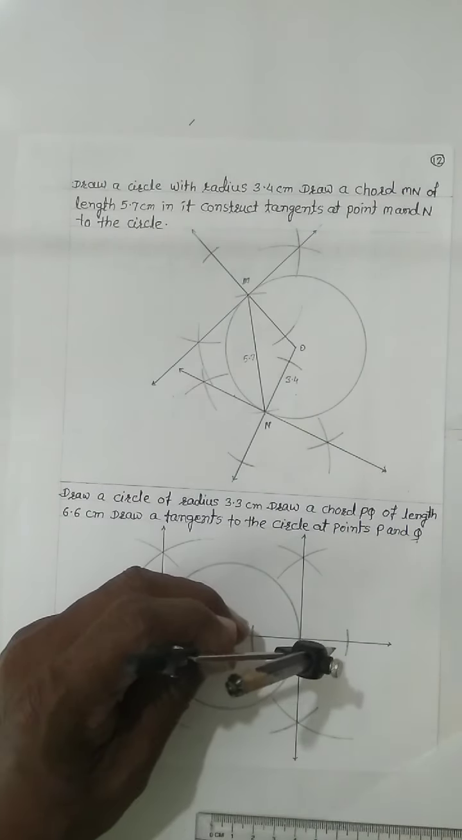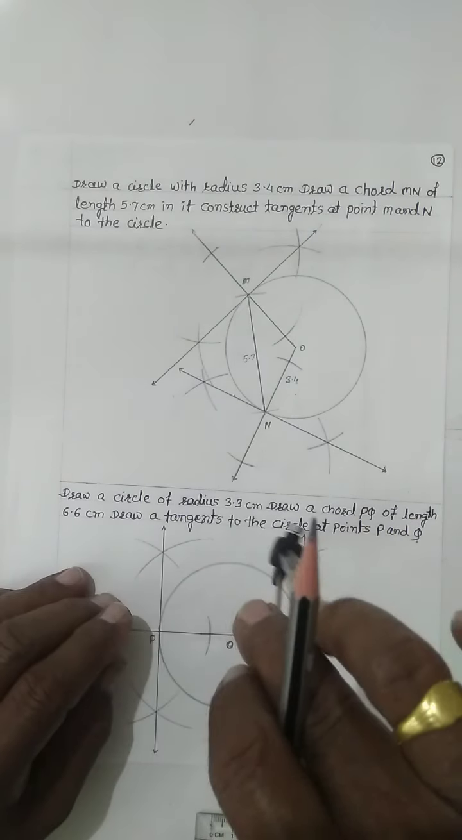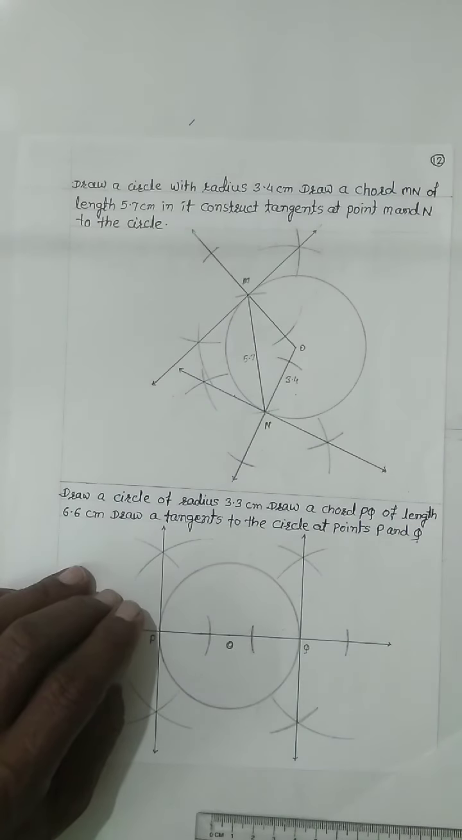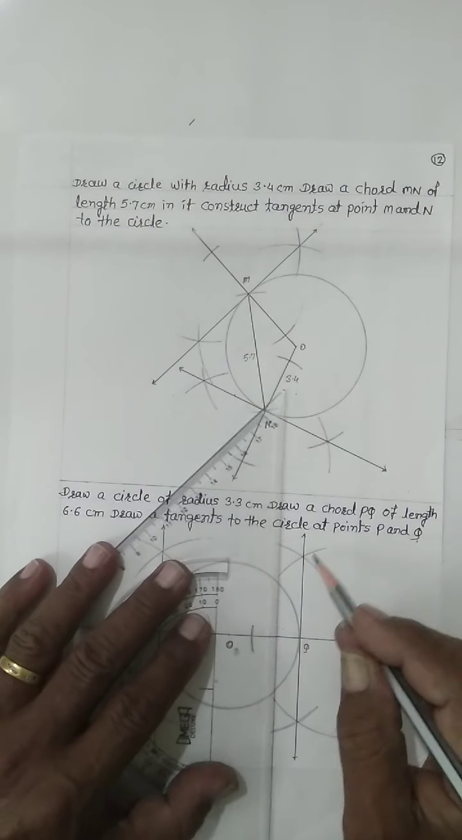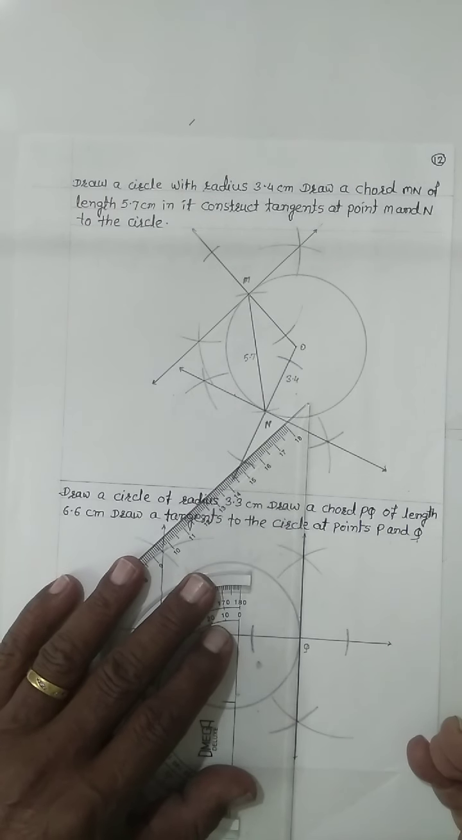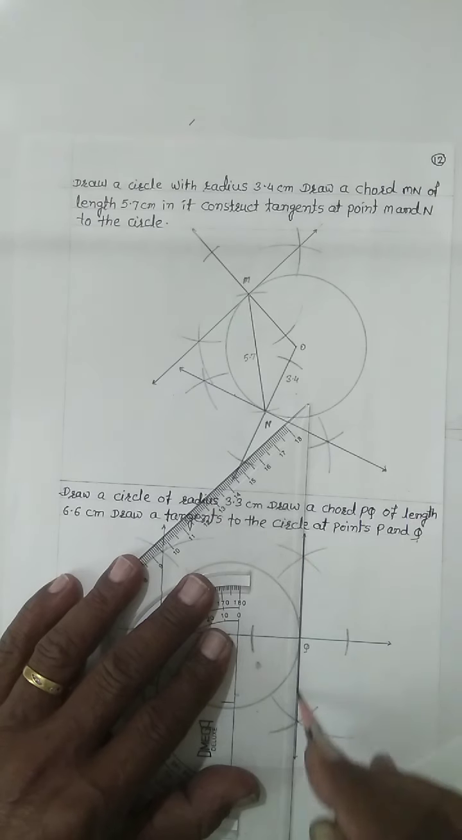Then again put this distance as it is. Draw the arc on the upper side and lower side. In this way this arc intersects the previous arc. Now draw the line which passes through the two intersecting points of this arc. This line is the tangent to the circle at point Q.